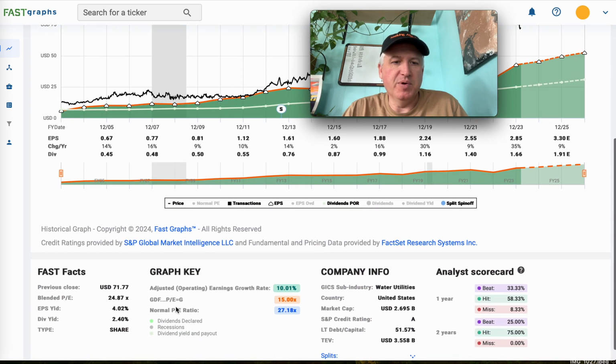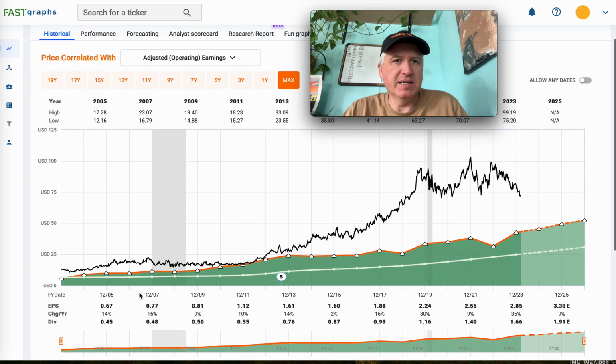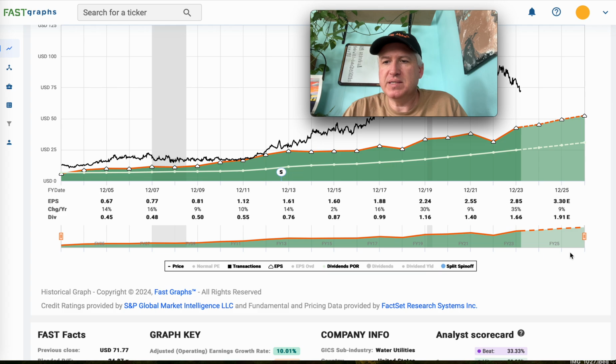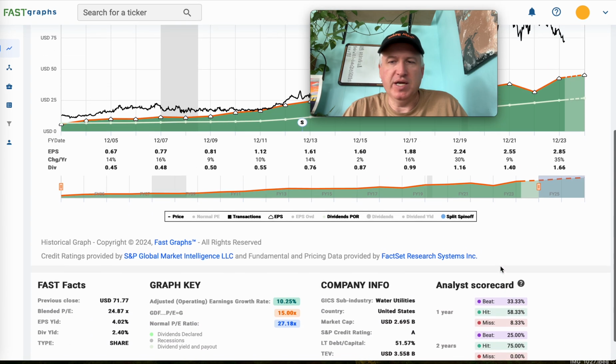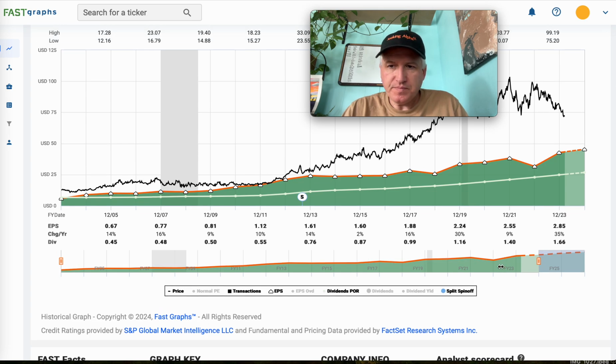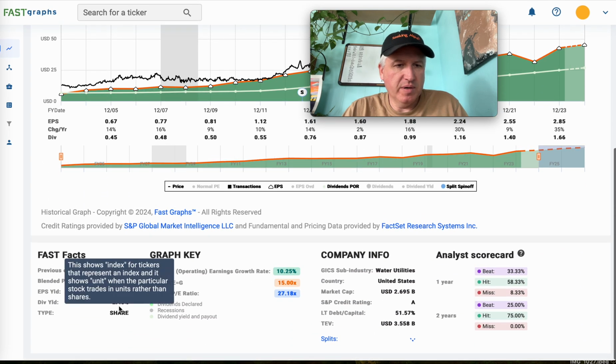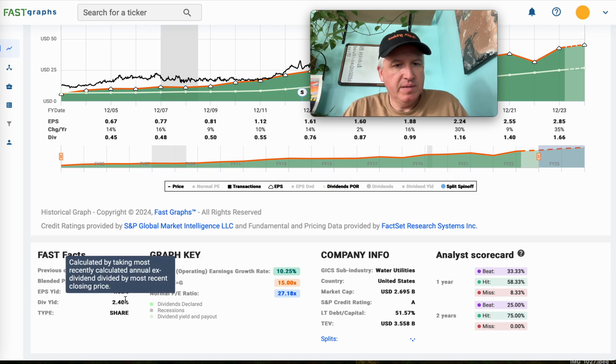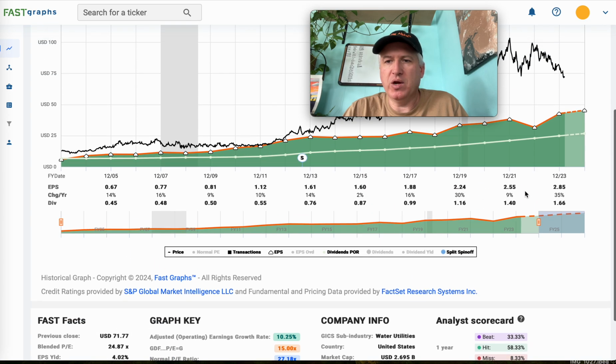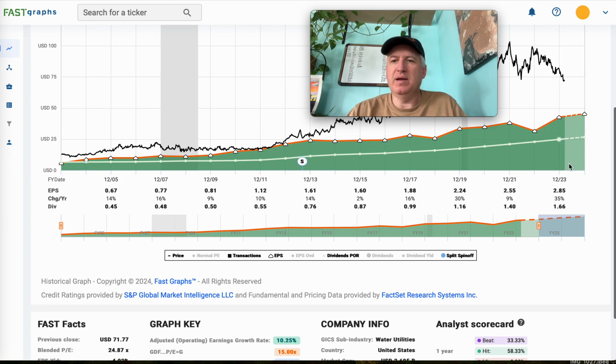You can just look at most of these graphs, and if they're kind of correct, I actually think mine's going to be a little bit higher. Well, first of all, let's shorten this. We'll see. I don't think it will change. Yeah. So I'm not sure if that's forward looking or, let's see. Taking the most recently calculated annual ex-dividend by the most recent closing. Okay, so this is going to go quarter by quarter, it looks like.